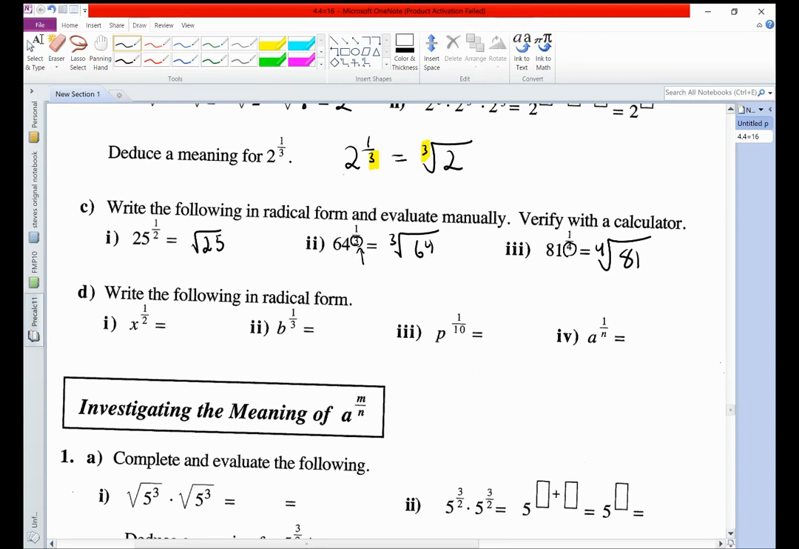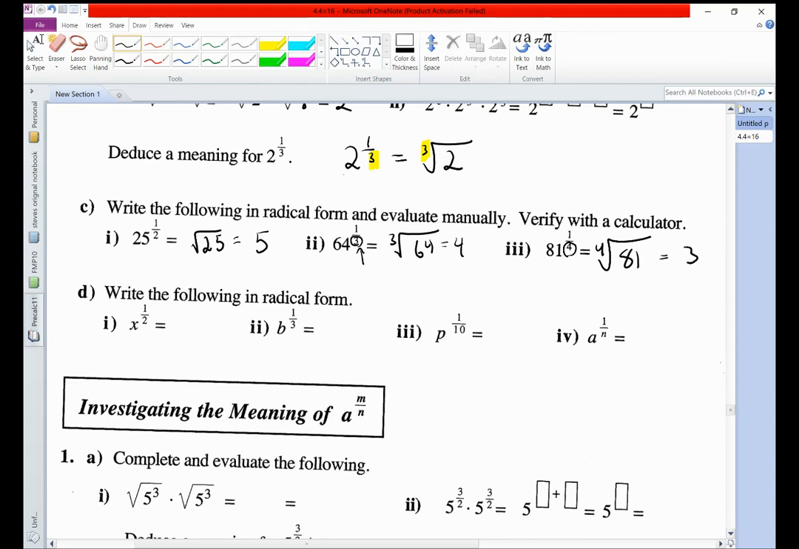It's the same thing. It says verify with your calculator. You can totally do that. You can also take these one step further if you want. The square root of 25 is 5. The cube root of 64 is 4. And the fourth root, or 81 to the power of 1 over 4, is 3.